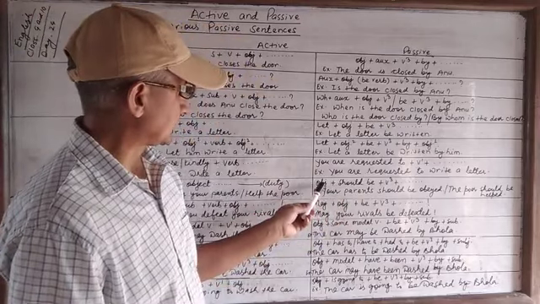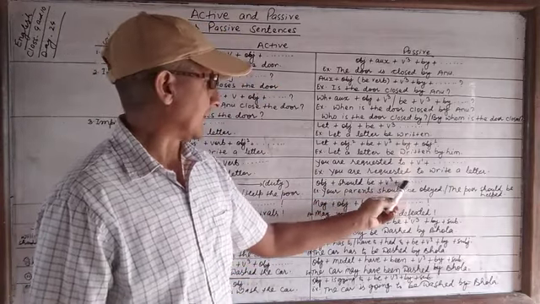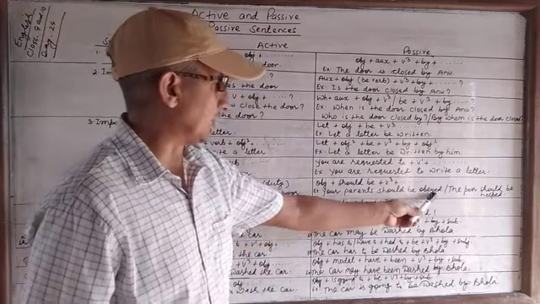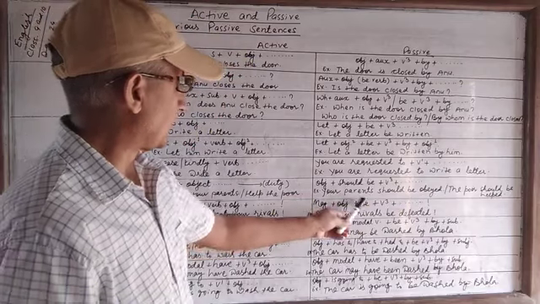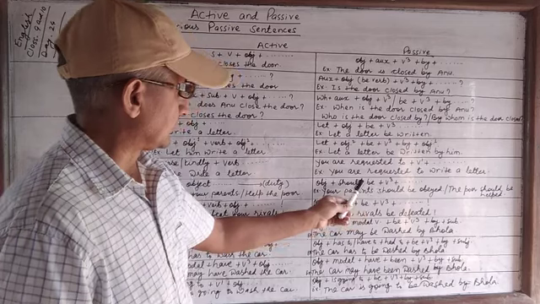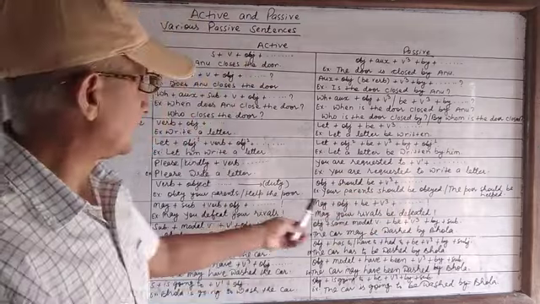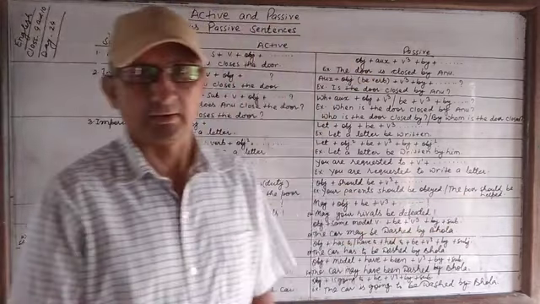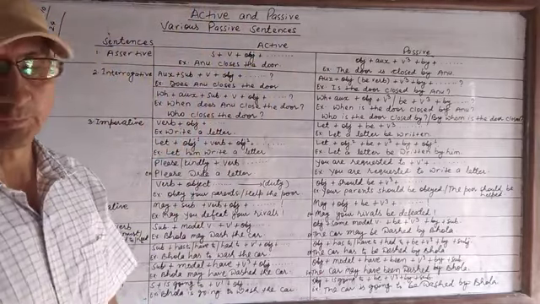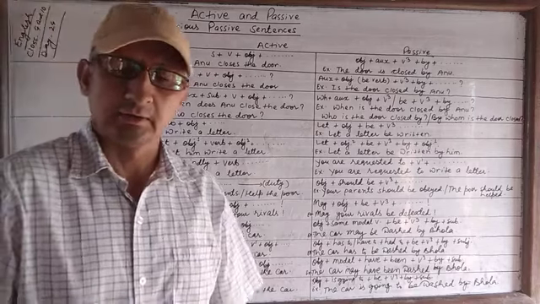The structure is: first we write the object, and then should be V3 plus other words. Let's see the example. Your parents should be obeyed. Your parents is the object, should be is the structure words, and then obeyed, V3. And help the poor: the poor should be helped. In this way, we change the imperative sentence into passive, following different structures, and you have to learn the structures.